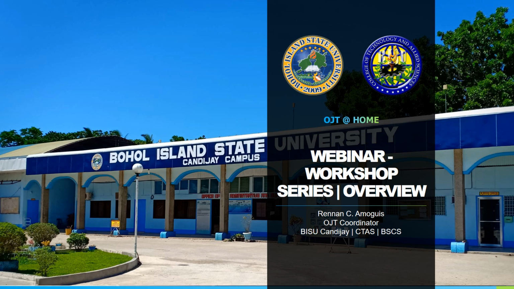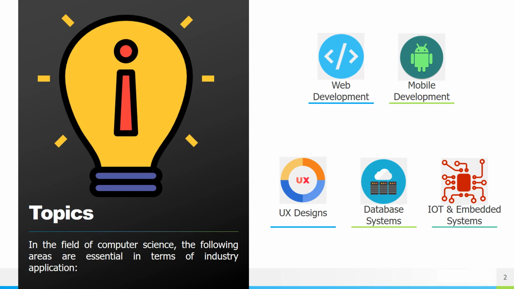To ensure that minimum health protocols are followed in the duration of students' internships, the Department of Computer Science proposes practical learning experiences for students through webinars and implementation of their research project. In the field of computer science, the following areas are essential in terms of industry application. First is web development. Second is mobile development, then UX design, or what we call user experience design. And next is database systems. And last is IoT, or the Internet of Things, and embedded systems.